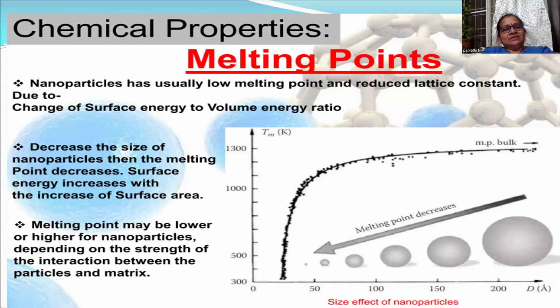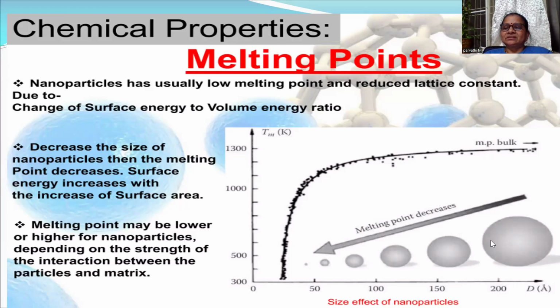Surface energy increases with increasing surface area. This is in contrast to bulk material, which needs more energy or more power to melt, whereas for nano it is not that much required. So low melting point means the melting point is less required here. So the size effect of nanoparticles: the melting point decreases.